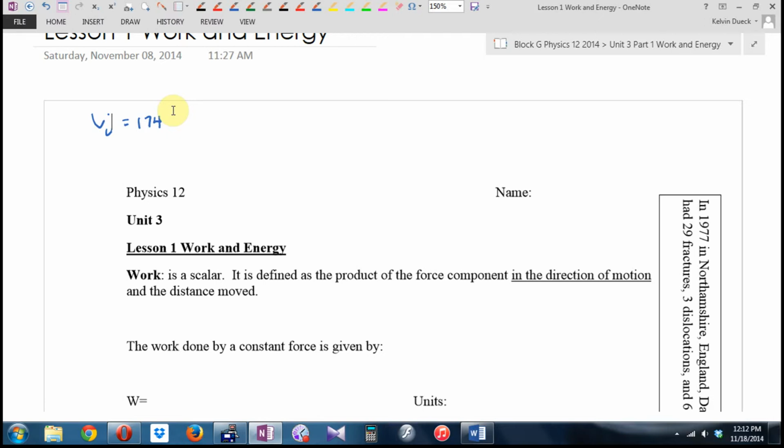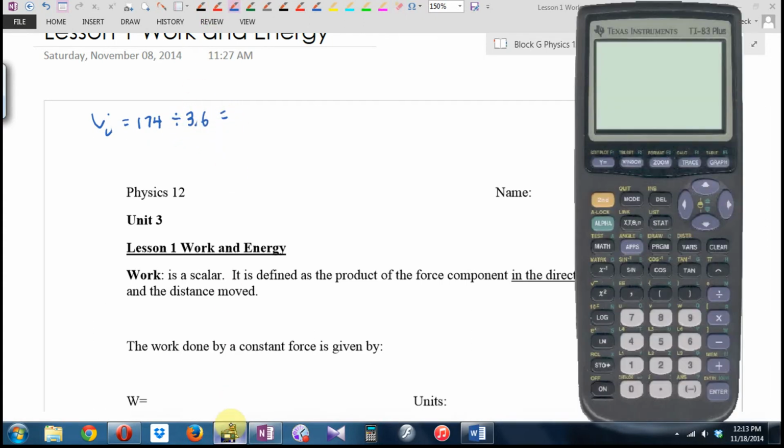No, I divide. And honestly, I do that in my head. I use that trick every time. I've never bothered memorizing whether I divide or times. Every time I sit on the freeway at 100 and I go, do I times? No, I divide. So divide by 3.6. How many meters per second is that? 48.333? I'll go 48.33.